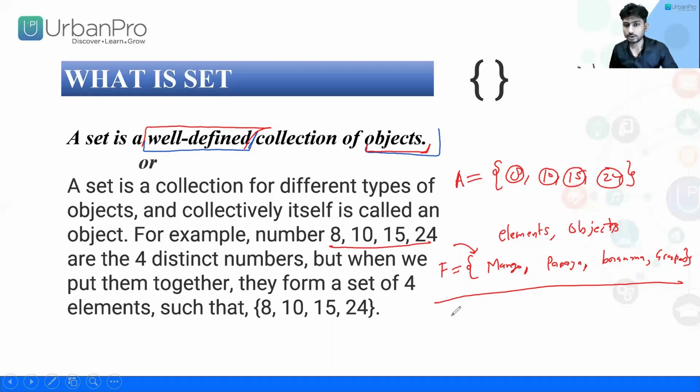So can you put 9 into this set? No, you can't, because when you put 9 here, then the criteria of the set will change, because 9 is not tasty, we cannot eat 9, and 9 is not produced from nature. Okay, so the criteria will change here. Means the criteria should not change from element to element. But when we check mango, papaya, banana, and grapes, the criteria is the same. Okay, all these are fruits.